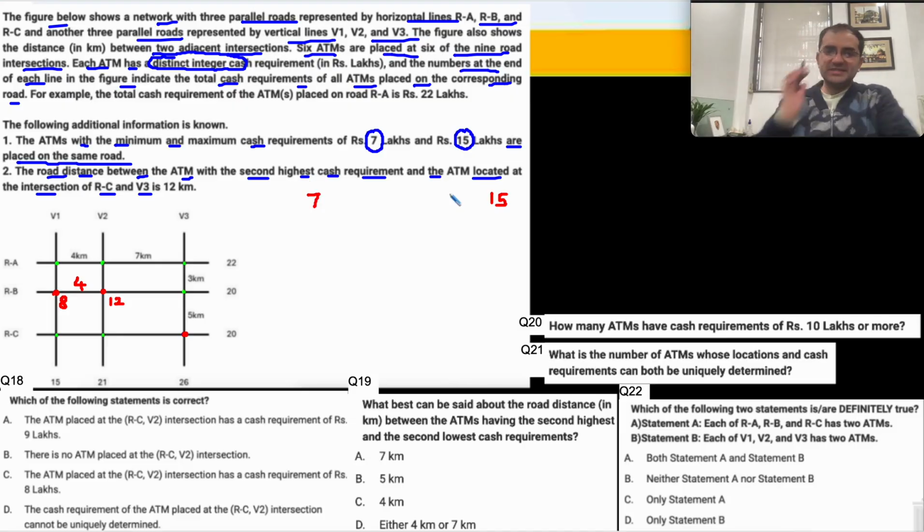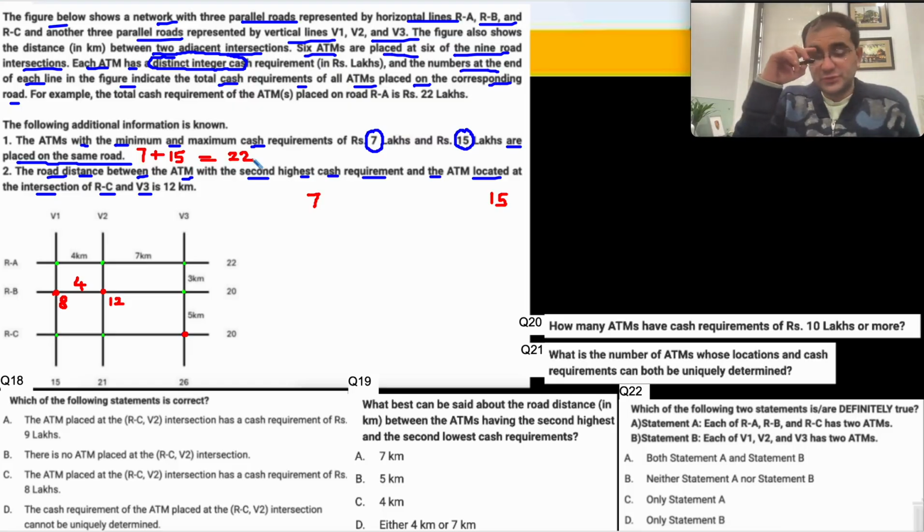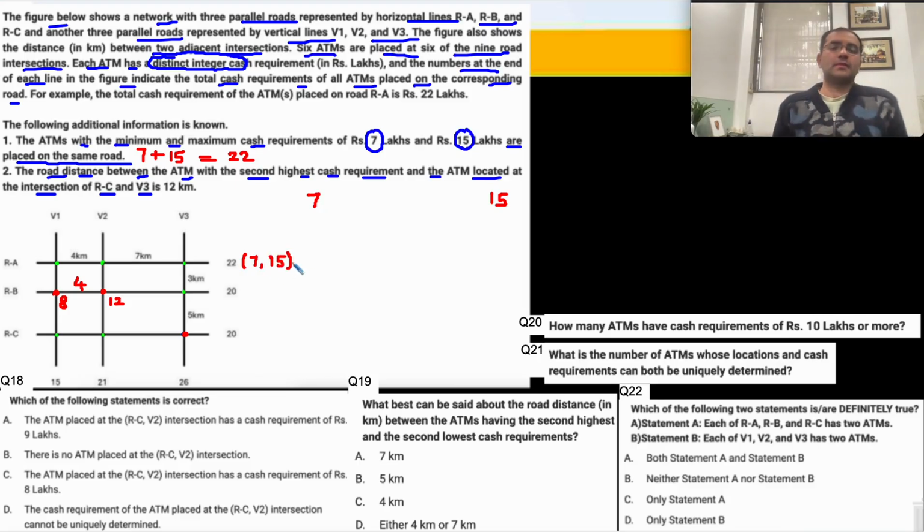7 के साथ 15 आएगा means okay, this becomes very easy. If 7 and 15 are on the same road, then that road should contain at least 22. 7 plus 15, 22 तो होना पड़ेगा ना उस particular line पर. So therefore I realize that 7 and 15 will have to be on this particular line.